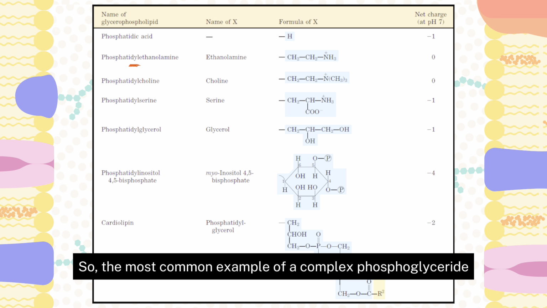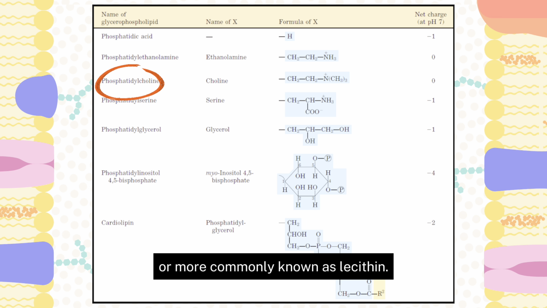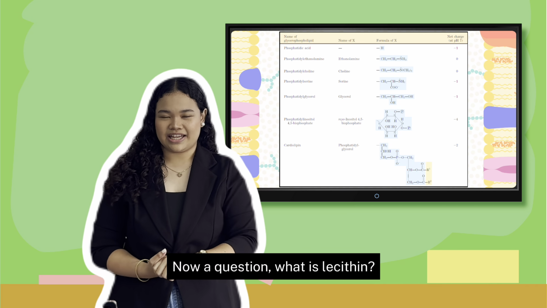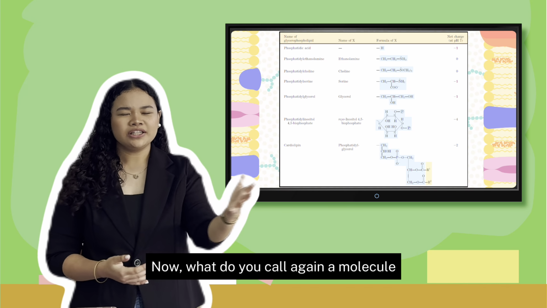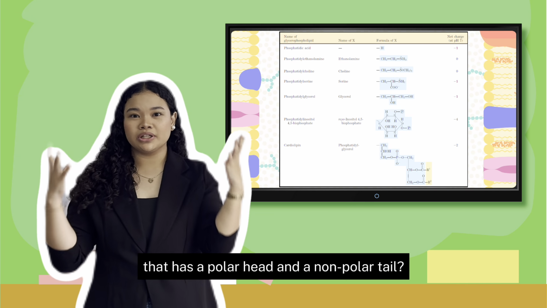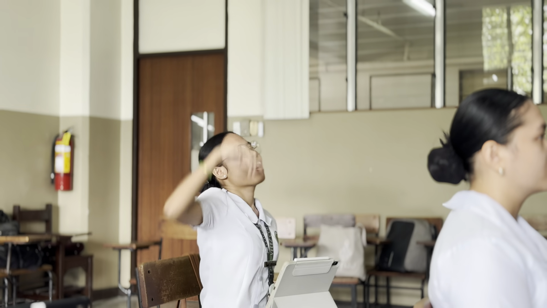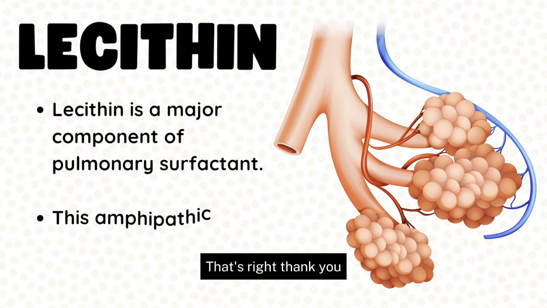So the most common example of a complex phosphoglyceride is your phosphatidylcholine, this one right here, or more commonly known as lecithin. Now the question, what is lecithin? So the lecithin is a type of phospholipid. Now, what do you call again a molecule that has a polar head and a non-polar tail? Amphipathic molecules. That's right, thank you.